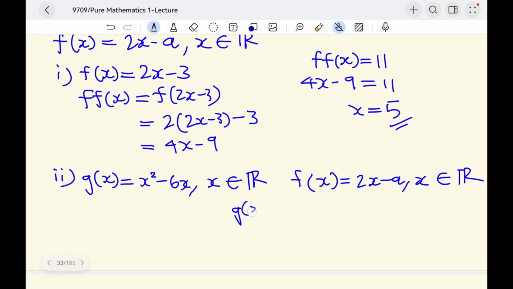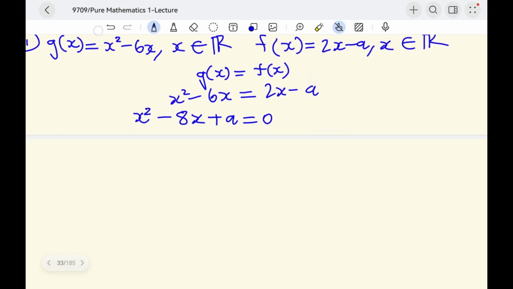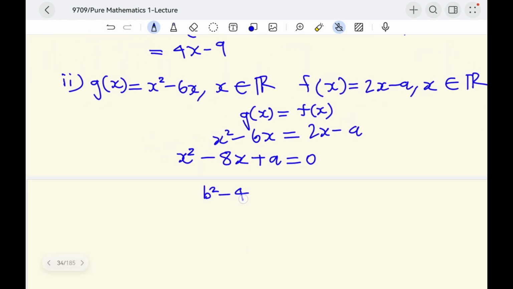So now you equate g(x) to f(x): x squared minus 6x equals to 2x minus a. Now you simplify it into a quadratic equation as I said just now. Use the property of the discriminant b squared minus 4ac, because it says that this equation, when you simplify into the quadratic equation that equals to 0, has exactly one real solution.